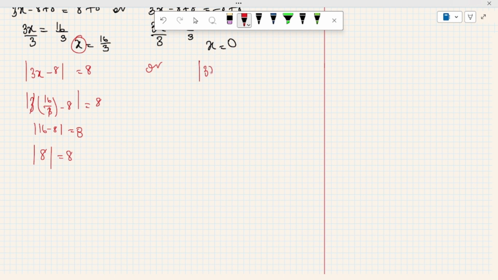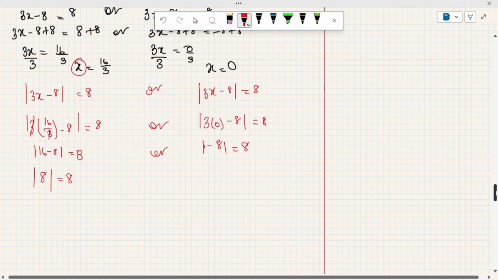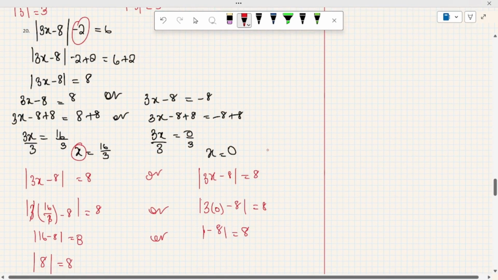So it was 3x minus 8 again equal to 8, right? So how are you going to go about that? You just put the value of x that you found in the space of 3x, minus 8 equals 8. So it's going to be 0. So negative 8, the absolute value of negative 8 is 8, right? Which means our value here is actually correct.